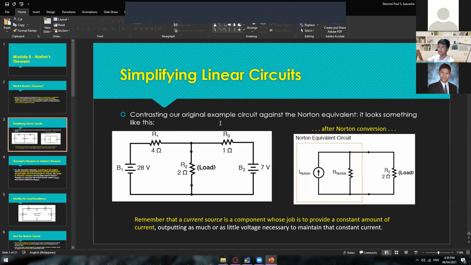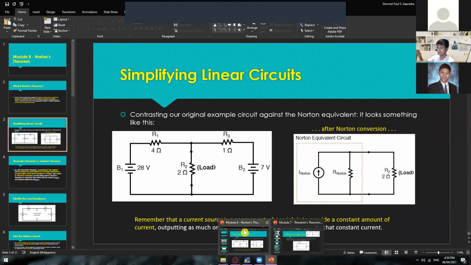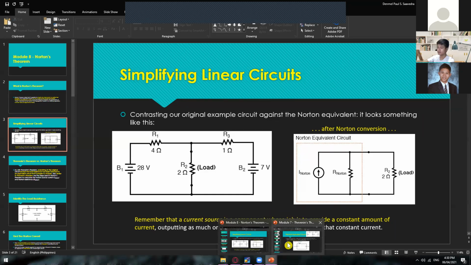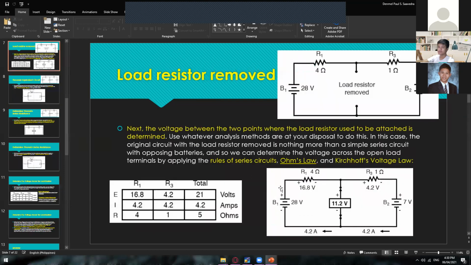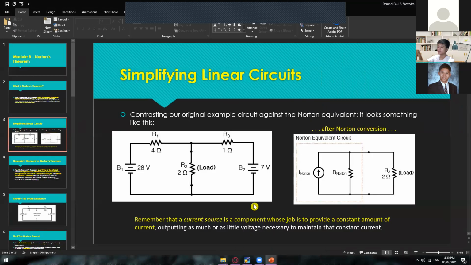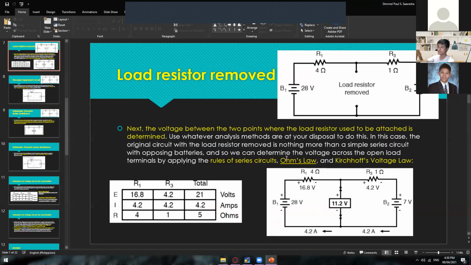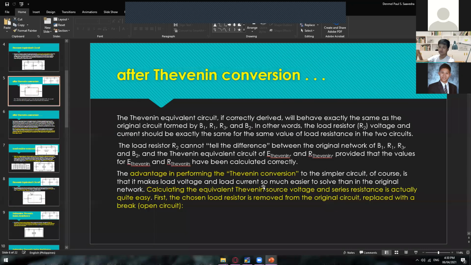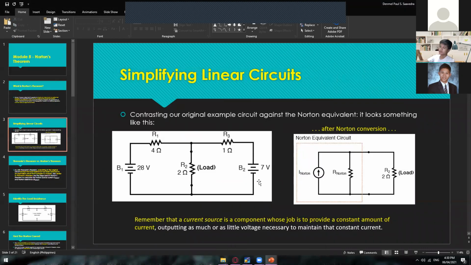And one more thing for us to be able to compare Norton's theorem and Thevenin's theorem, we are also using the same example. So we have 28, 4, 2, 1, and 7. And then we also have, oops, yeah. So this is for the Norton, and this one is for the Thevenin's theorem. So they are the same, 28, 4, 2, and then 1 and 7. So yeah, all right. So here, we have to come up with this kind of circuit.